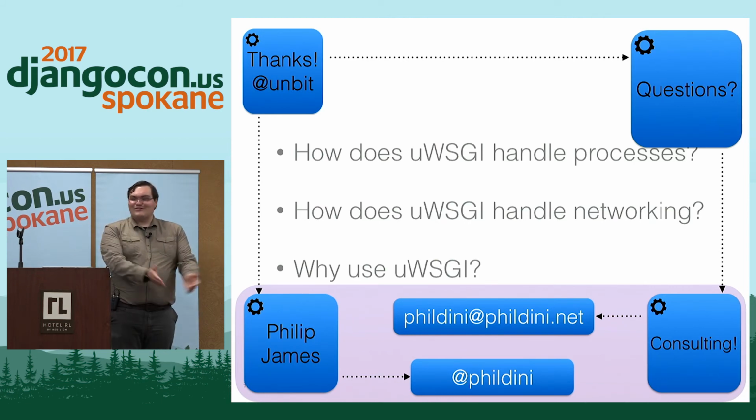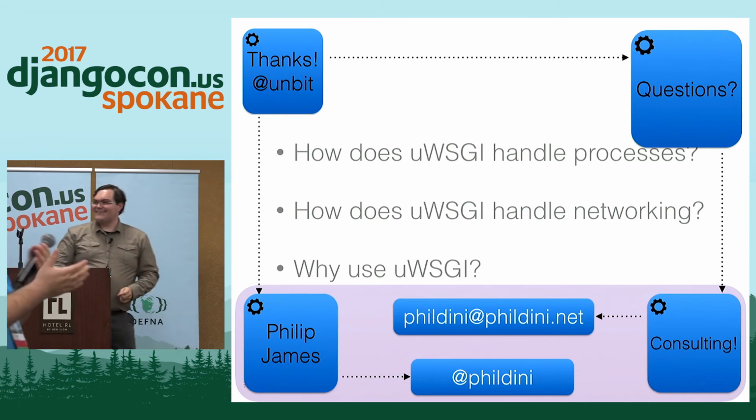And with that, I will turn it over to questions. Thanks for the talk. Every single tutorial I've seen on how to get Django up and running on the internet says you use uWSGI and put it behind Nginx. Why is that, especially if uWSGI can do static file serving? That was, I thought, the whole point of using Nginx.